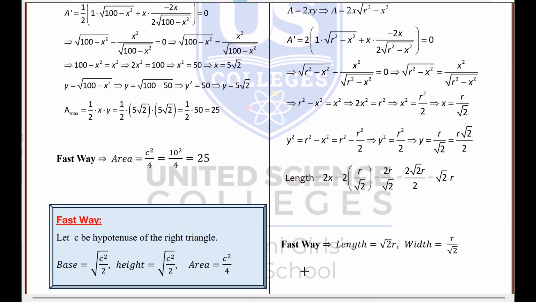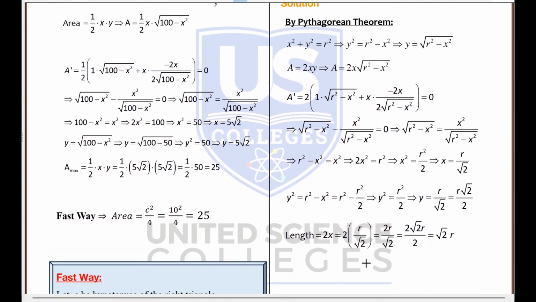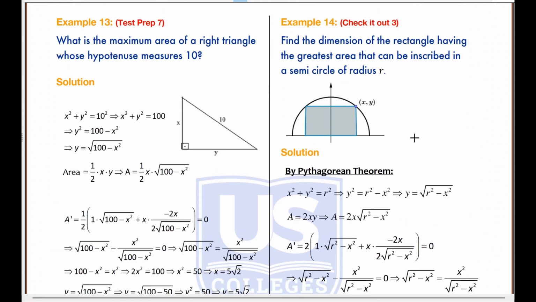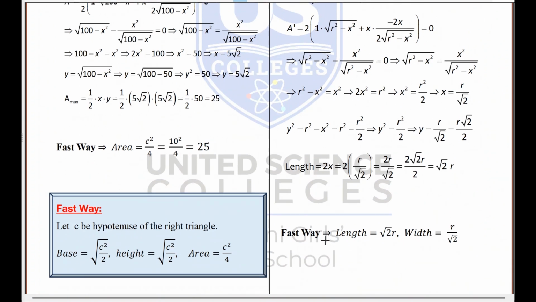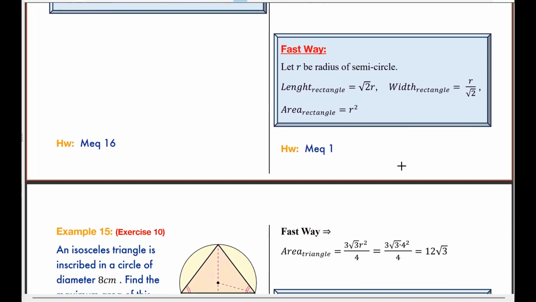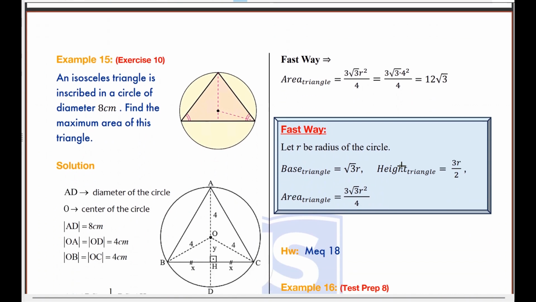I suggest using the fast way for this type of questions too. So what is the fast way? It's asking about dimensions. Finding dimensions according to the fast way, length is square root of 2 times r, width is r over square root of 2. In this question, r is given as r, no number is given, so this is the answer. There is one ministry exam question about this type.